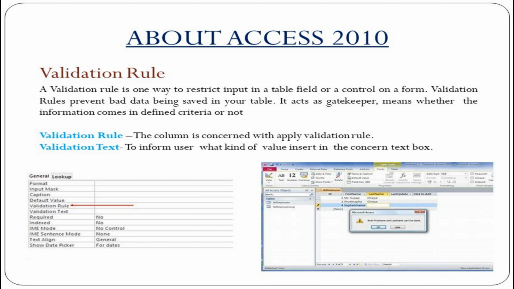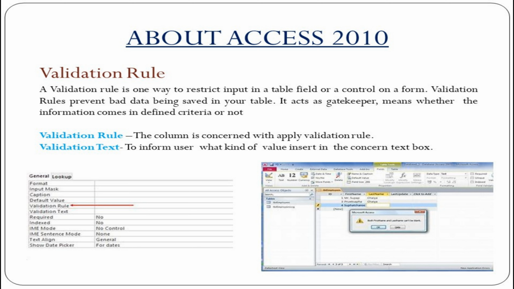Validation rule. What is a validation rule? A validation rule is one way to restrict input in a table field or a control on a form. Validation rules prevent bad data being saved in your table. It acts as a gatekeeper, meaning whatever information comes in must be within the defined criteria.